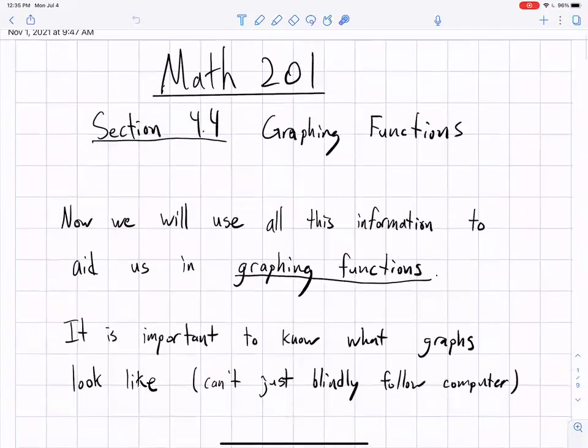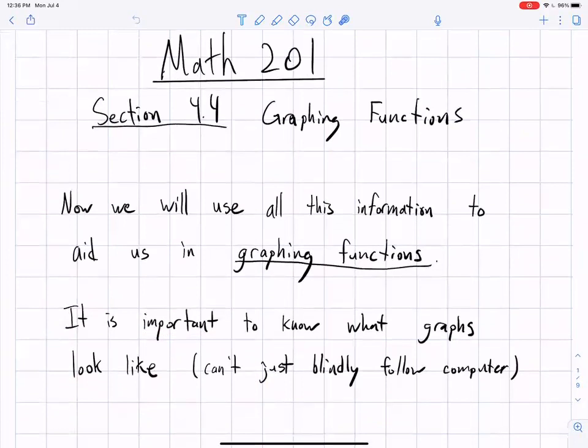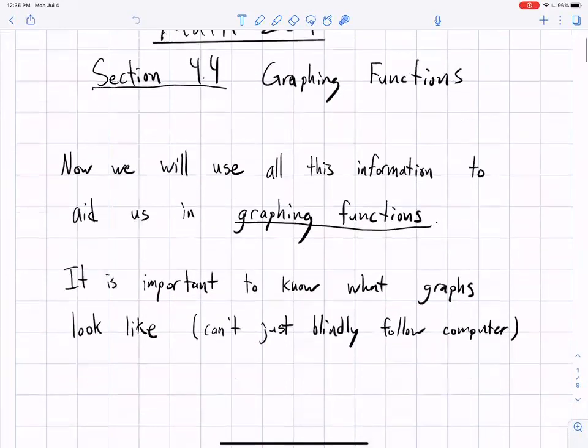One of the reasons why this is important, because you might ask why do we need to know this, is that it's important to know what graphs look like so that you don't just blindly follow a computer, right? If a computer generates a graph, you need to be able to know whether or not it coded it correctly. Just understanding basics about how functions work is a really valuable tool in being able to understand that graphs are doing generally what you'd expect them to do.